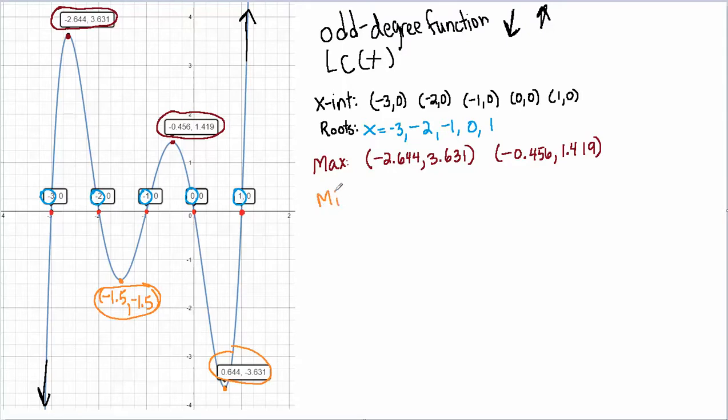So if I were to ask for the mins, you would report it as, well, one minimum occurs at (-1.5, -1.5). And the other minimum occurs at (0.644, -3.631).